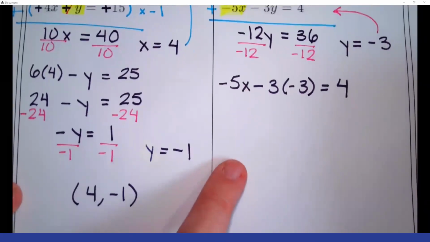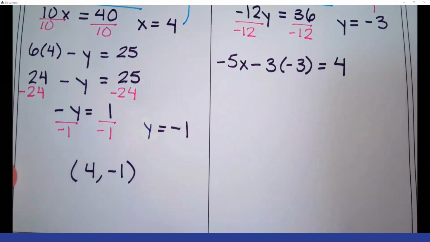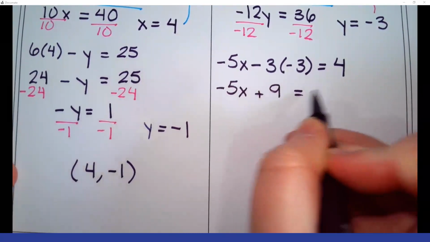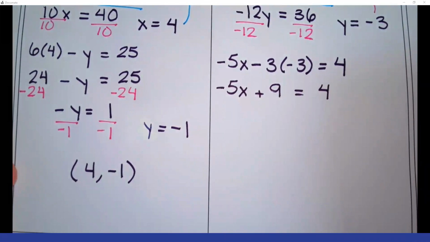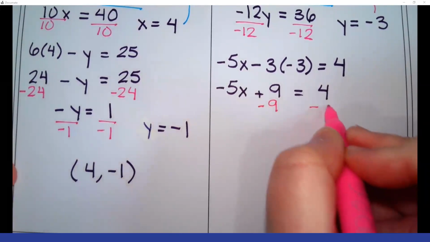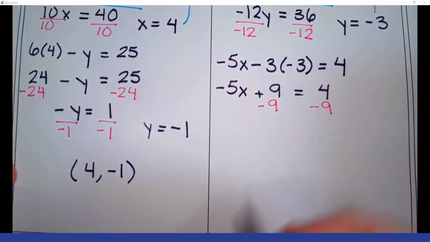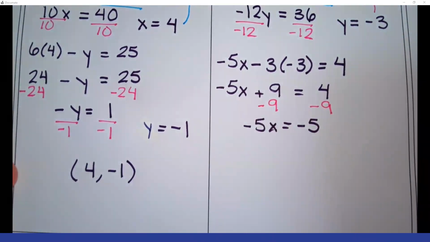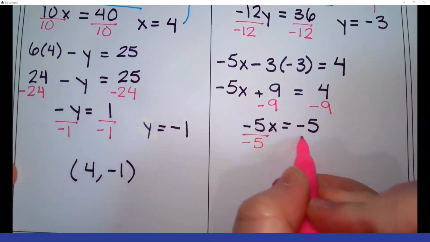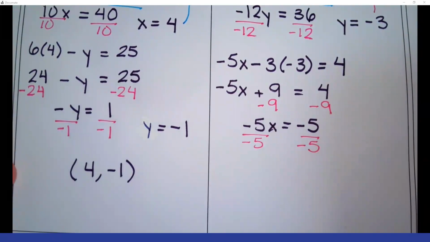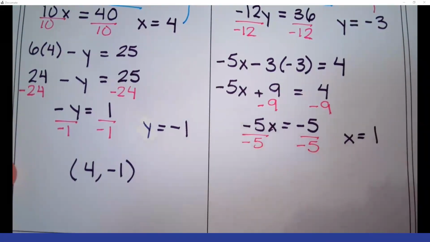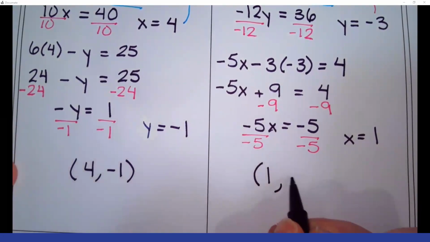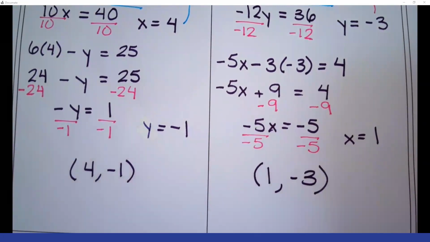All right. So -3 times -3, we're going to have -5x plus 9 is equal to 4. Subtract 9. -5x is equal to -5. Divide by -5. And look at that, that's nice. X is equal to +1. Again, we list x first in our coordinate point. So 1, -3.